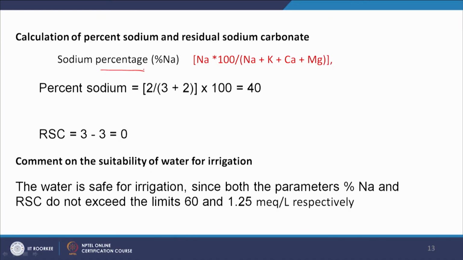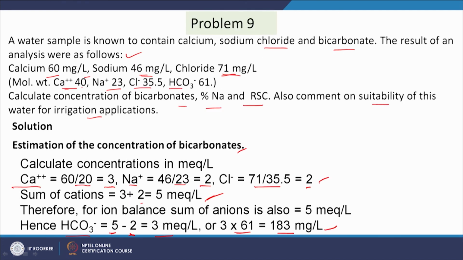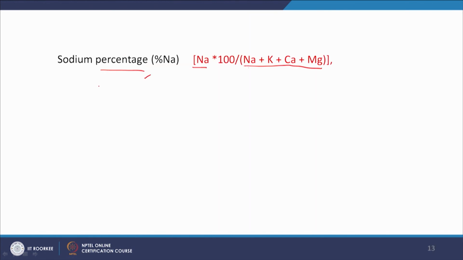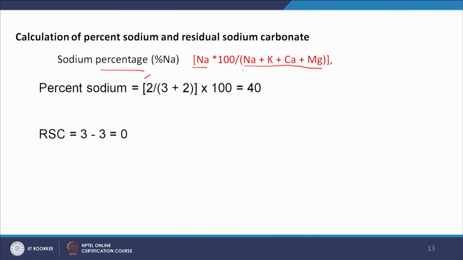For the calculation of percentage sodium, the formula is sodium concentration divided by the sum of the concentrations of sodium plus potassium plus calcium plus magnesium, into 100. In this case we have calcium and sodium, no potassium, no magnesium, so those will be 0. So, we have 2 for sodium and 3 for calcium, and 2 for sodium. So, that is 2 by 3 plus 2, into 100. That is equal to 40. So, 40% sodium is there.